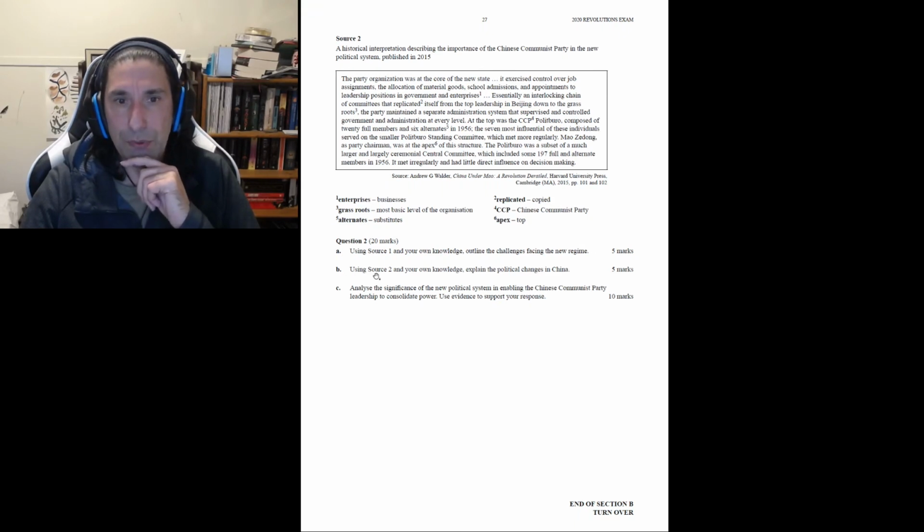B, using source 2 and your own knowledge, explain the political changes in China. And this is all about the party organisation. Okay, and the role of the CCP. So using source 2 and your own knowledge, explain the political changes in China. Yep, that's easy. Well, one of the big political changes is the GMD's overthrown. And you can talk about, in particular, focus on the Politburo, which plays such a key role.